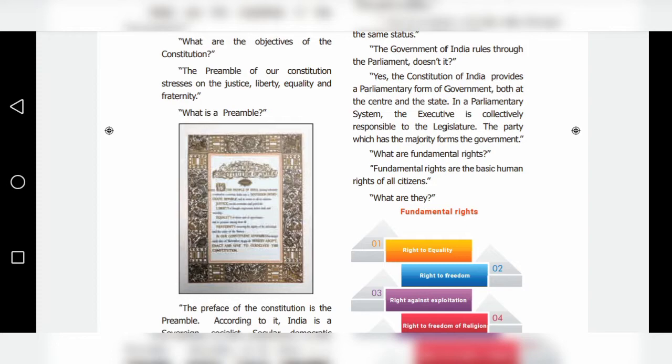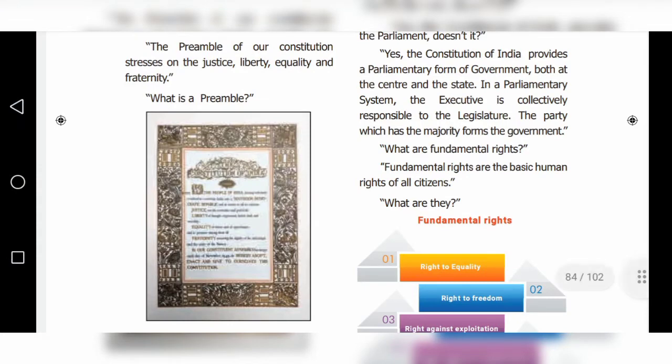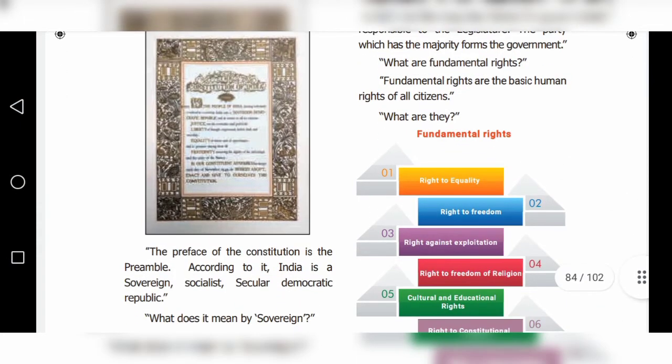What is a preamble? We have to know the meaning of a preamble. Preamble means the preface of the Constitution. Pre means before. Before they set the rules and regulations, they have to have some statement; that is called the preamble. So the preface of the Constitution is the preamble.